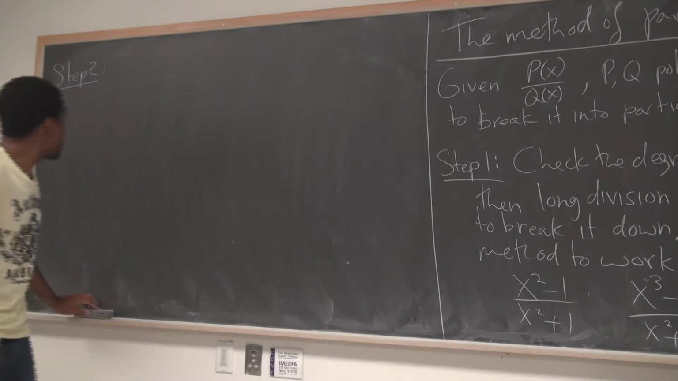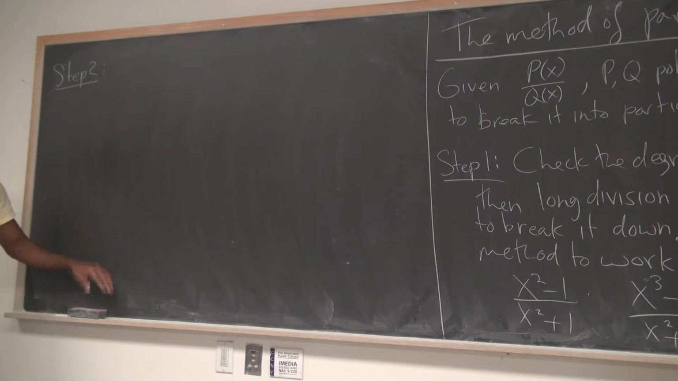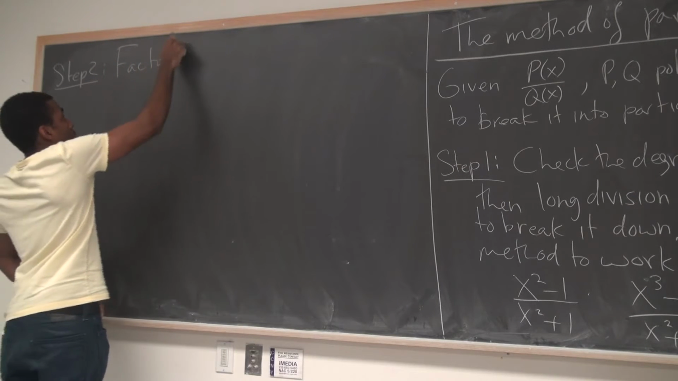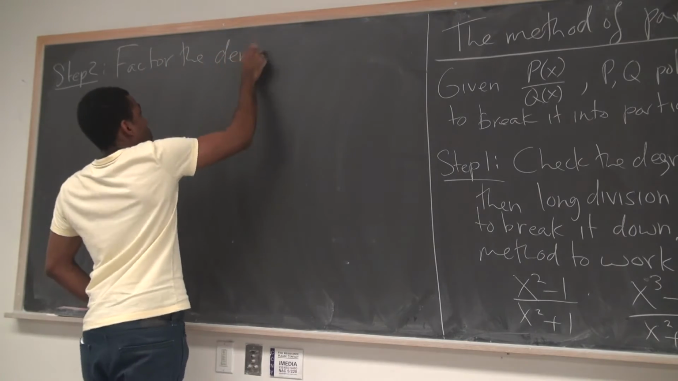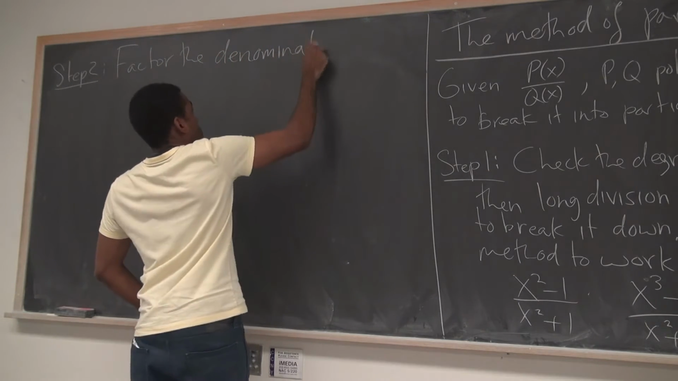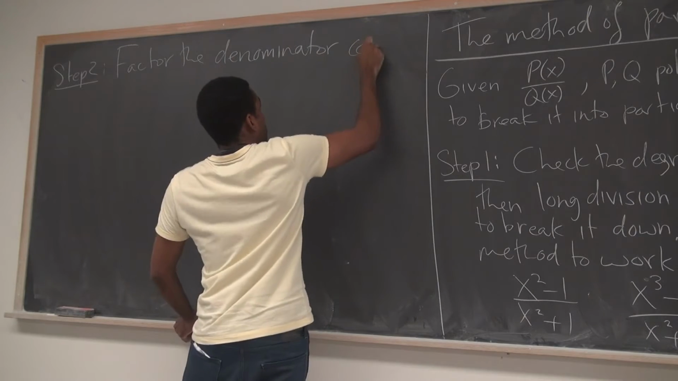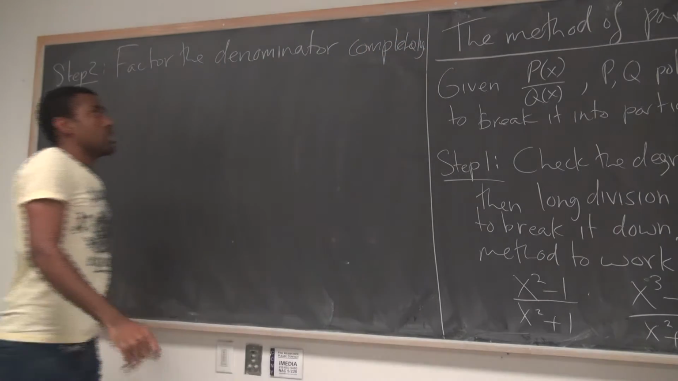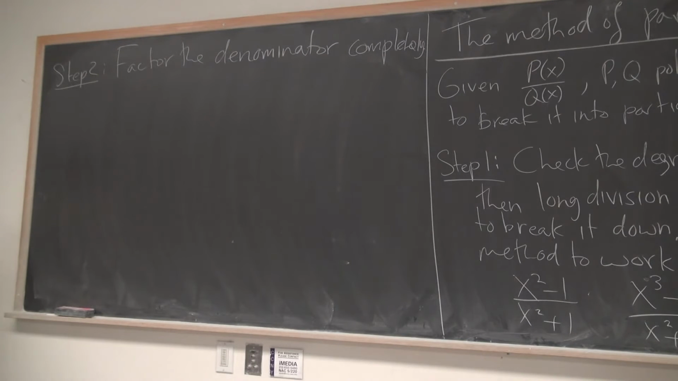So, in step two, now let's pretend that we know the smaller power is on top. What do we do next? Factor the denominator. Factor the denominator completely. That's the second step, which is a step on its own, factoring.